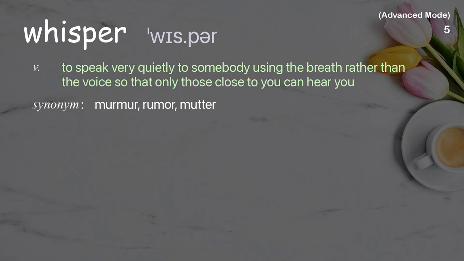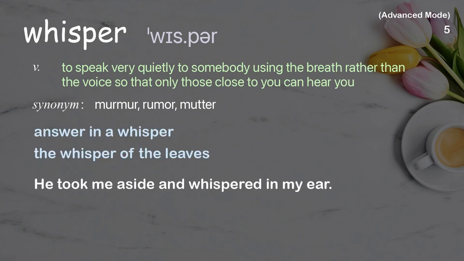Whisper. To speak very quietly to somebody using the breath rather than the voice so that only those close to you can hear you. Examples: Answer in a whisper. The whisper of the leaves. He took me aside and whispered in my ear.